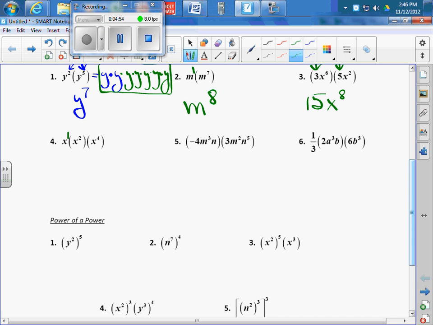In number 4, again, all these coefficients are 1, but the exponent here is also 1. So I'm going to have 1 times 1 times 1 is 1. X to the first times x to the second times x to the fourth would be x to the 1 plus 2 is 3 plus 4 is 7, x to the seventh.